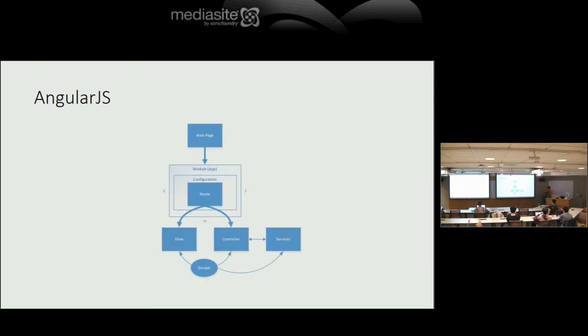Next is the flow chart for AngularJS. It's a little bit small. It loads a web page, and when the web page loads, the application module is loaded. The module is configured with routes. Then the routes load the view and the controller. The service creates and injects into the controller. After that, the view is added to the web page, and finally the scope is bound to the view and the controller.